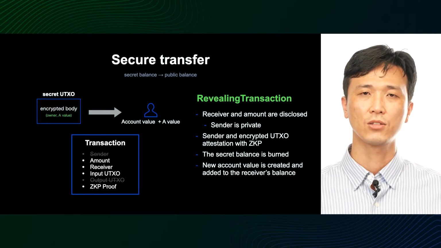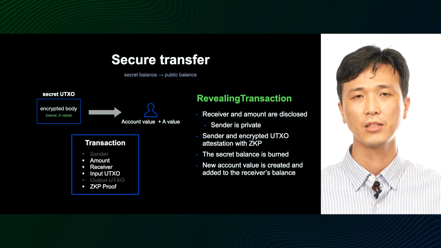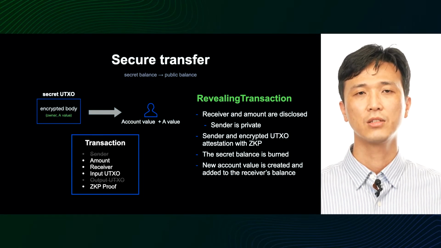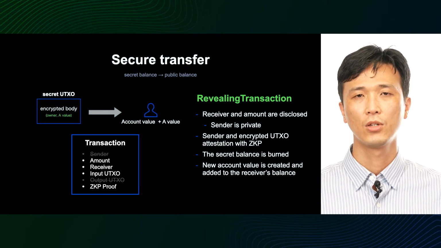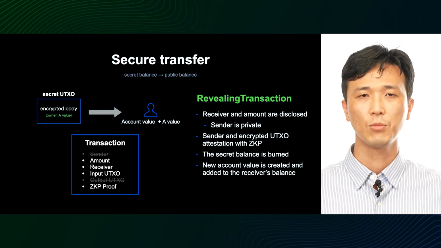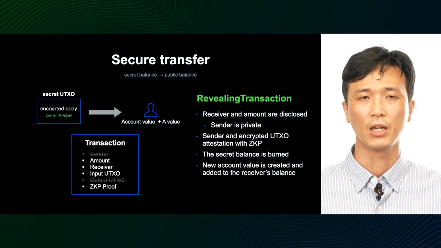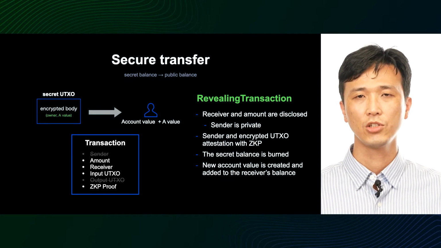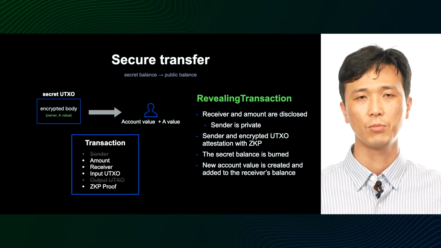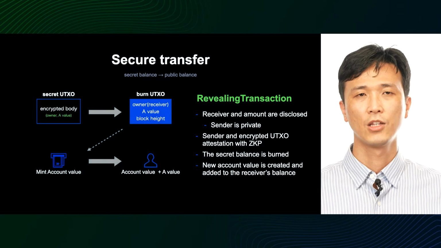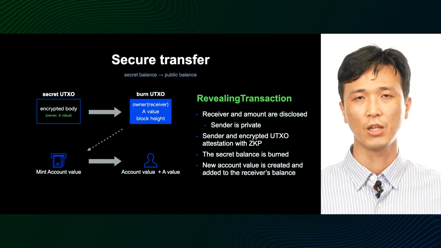Unlike hiding transaction, sending from secure balance to public balance is done through revealing transaction. And in this case, the transaction amount with the receiver is added to the transaction without the sender's information, and the proof of ownership of the input secret UTXO owned by the sender is included in the transaction as evidence calculated by zero-knowledge proof. And when the chain receives a revealing transaction, it checks whether the secret UTXO is used or not and verifies the evidence of ZKP.